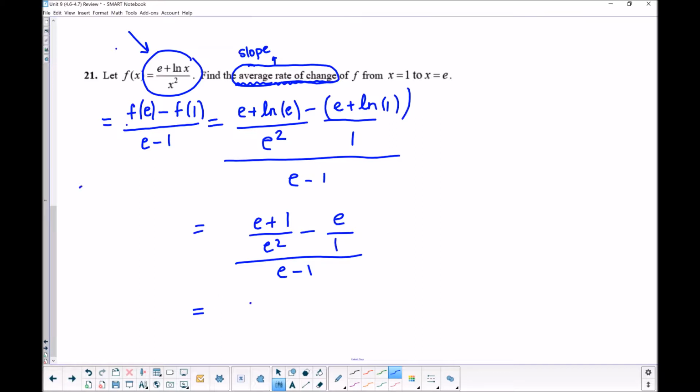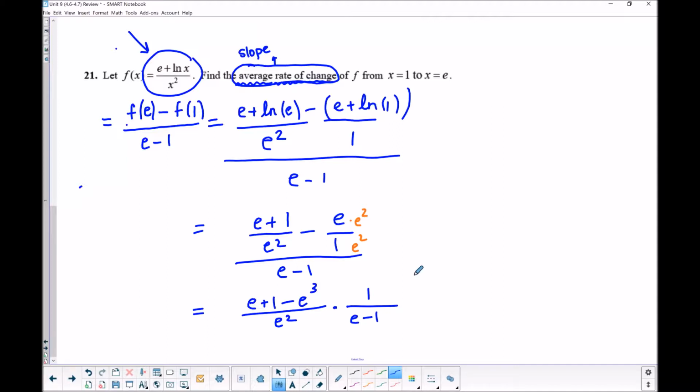So this first fraction, e plus 1, doesn't really need to be multiplied by anything. But the second fraction, the e, does need to be multiplied by e squared, as does the 1. So I would have minus e cubed, and all of this would be over my denominator of e squared. And then hopefully you're okay if we divide by e minus 1 or multiply by its reciprocal like this.